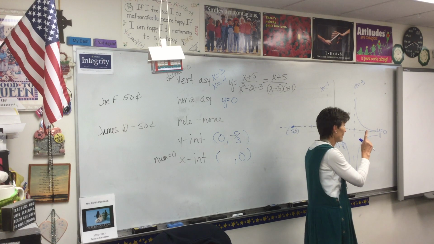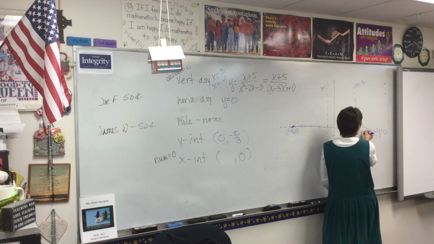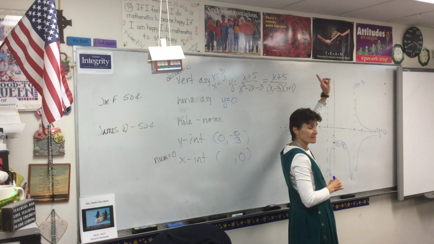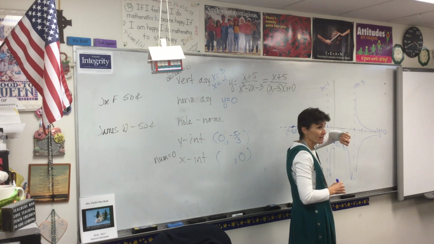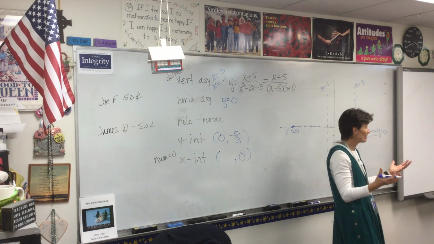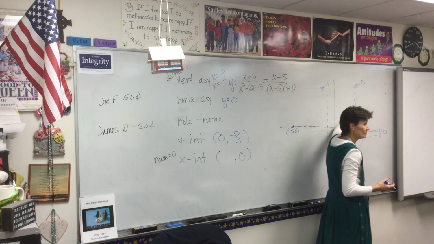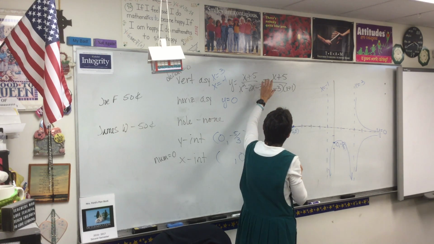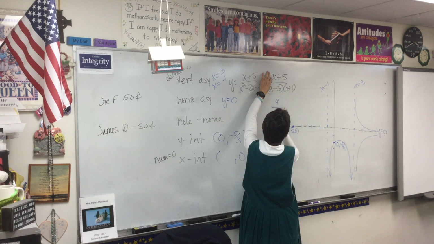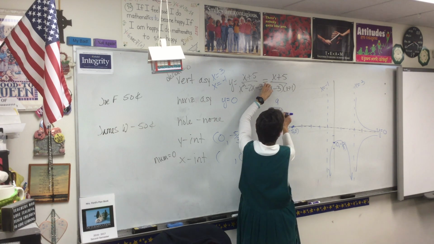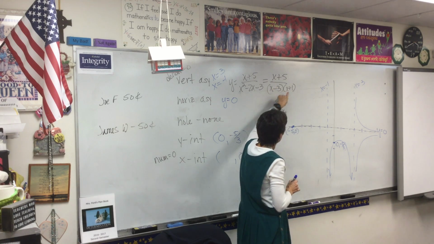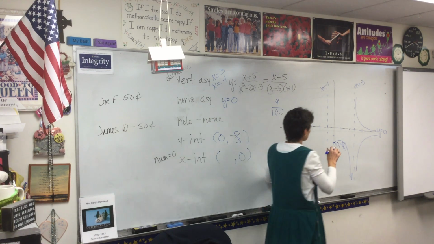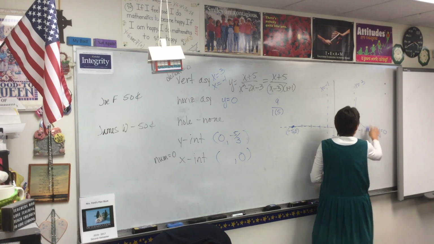Plot one point. This is 3. Let's put 4 in for the x's. Kids, what's going to happen when I put 4 in? I'm going to get a number, and the number is either going to be positive or negative. And then I'm going to know. If I put 4 in, I have 9 over 1 times 5. Is that a positive number or a negative number? Positive. Which tells me that I'm looking at this.